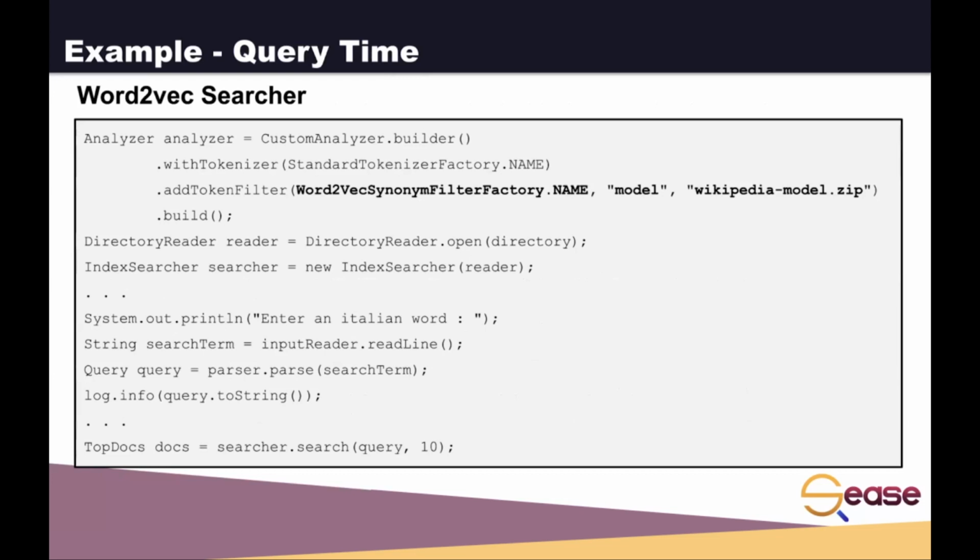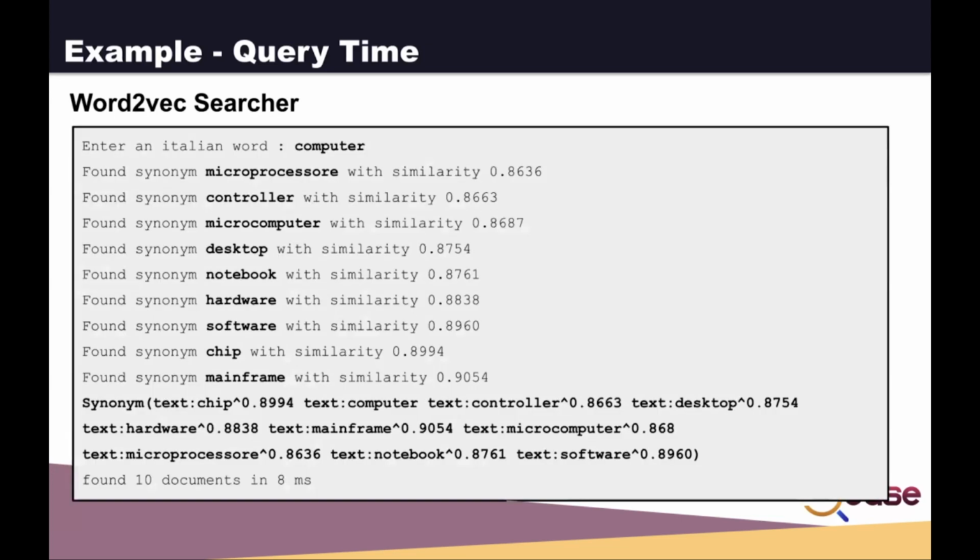We open our Lucene directory, and we start searching. We ask the user to type a word, and we generate the query and we print it. As a test, we add computer. It is now a part of the Italian vocabulary, but everybody here can understand. We got some synonyms: microprocessor, controller, microcomputer, desktop, notebook, hardware, software, chip, mainframe.